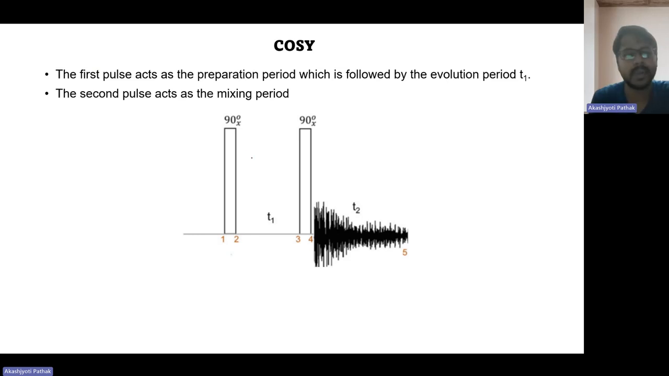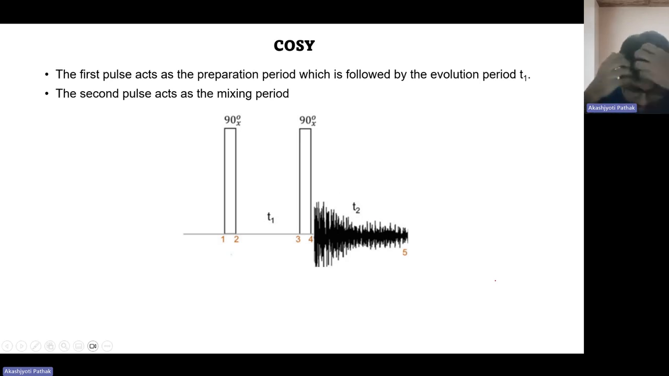This is a pulse sequence of the COSY experiment. Here the first pulse acts as the preparation period, which is followed by the evolution period t1, and the second pulse, this 90-degree X pulse. Again, this second pulse acts as the mixing period, and following this, there is the detection period.